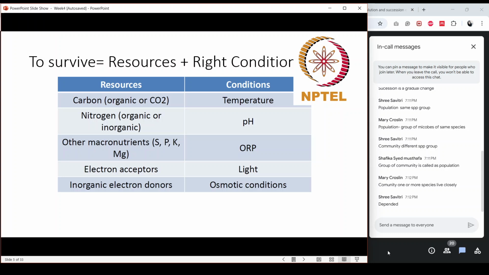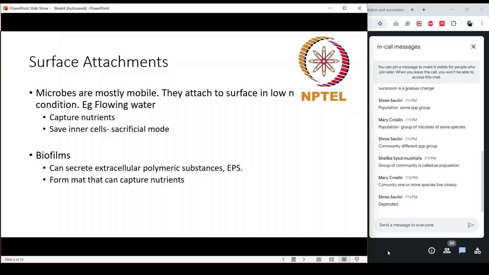So this was the slide which I tried to help you in identifying the resources and the right conditions. These are examples of various resources and different conditions which will help the microbes to survive. One more important thing that we discussed in this lecture this week was the surface attachment. So we know that microbes are mostly mobile in nature. But when there is lack of nutrients, they try to attach themselves to a surface. Instead of being mobile, they will release some EPS, that is extracellular polymeric substance.